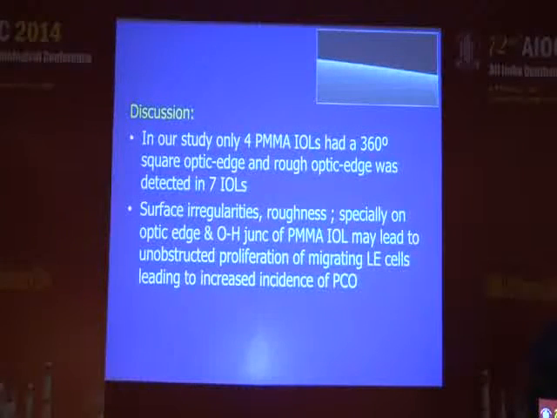In our study, only 4 PMMA IOLs had a 360 degrees square optic edge, and a rough optic edge was detected in 7 IOLs. Surface irregularities and roughness, especially on the optic edge and optic-haptic junction of PMMA IOLs, may lead to unobstructed proliferation of migrating lens epithelial cells, leading to increased incidence of PCO.